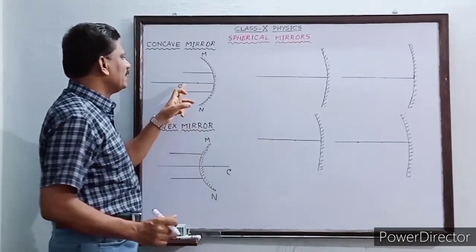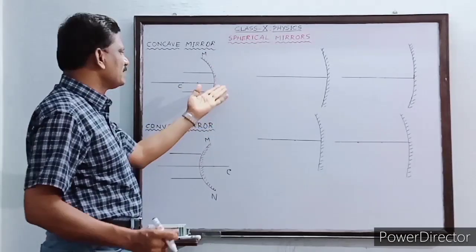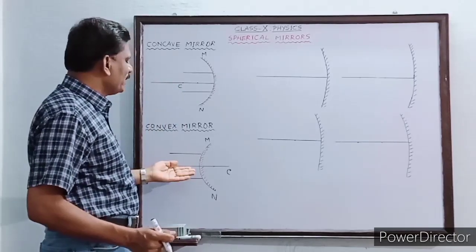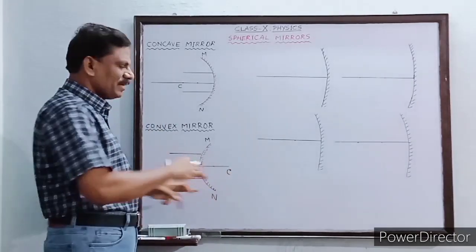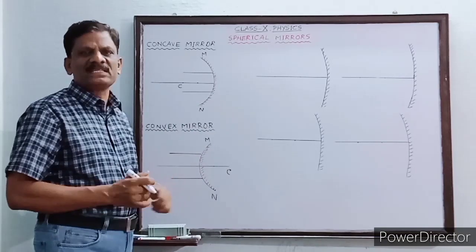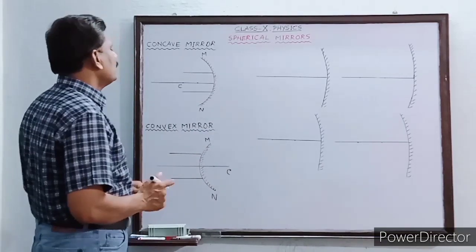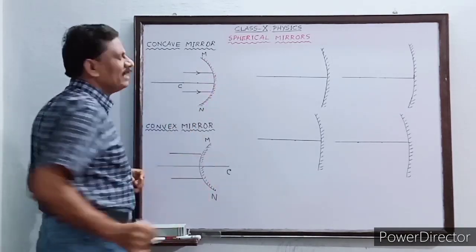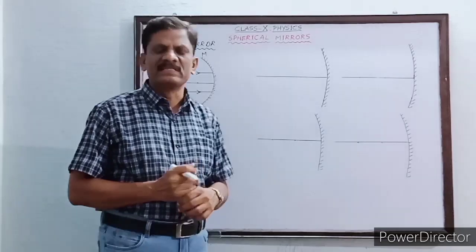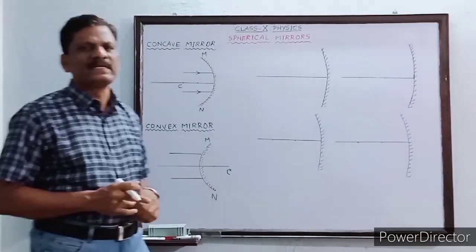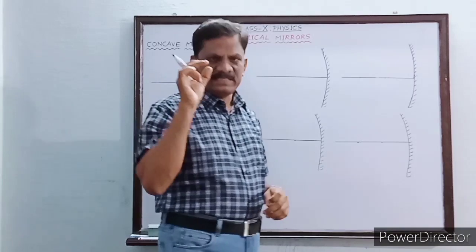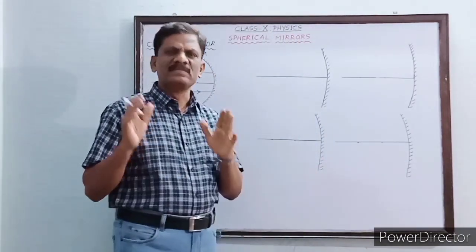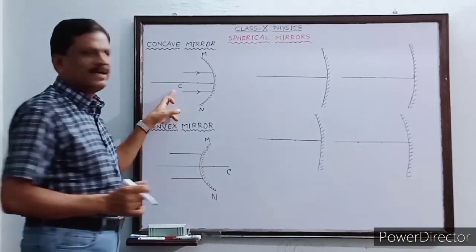You can see the center of curvature of the concave mirror is in front of the mirror. And here you can see the center of curvature is behind the mirror, behind the reflecting surface of the mirror. Now we are going to discuss what will happen if parallel rays of light are incident. Before that, what I told you: the center of curvature is the geometric center of the sphere, out of which the concave mirror or convex mirror becomes a part, and it is denoted by C.